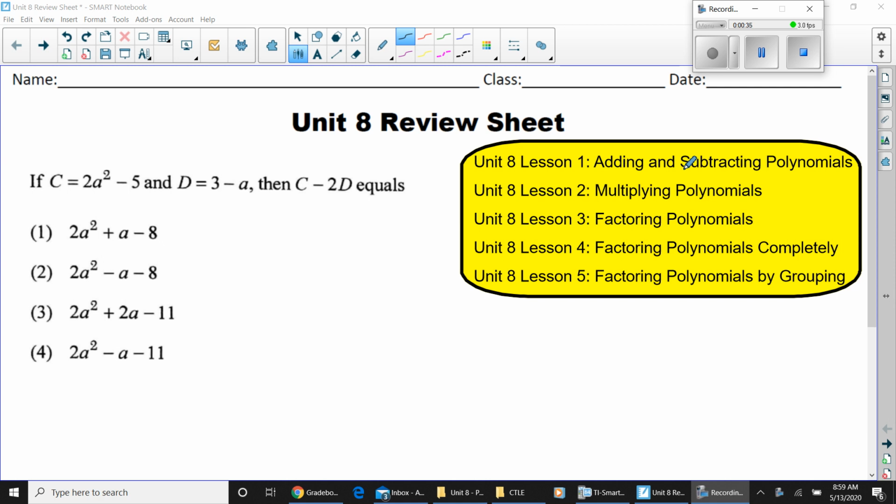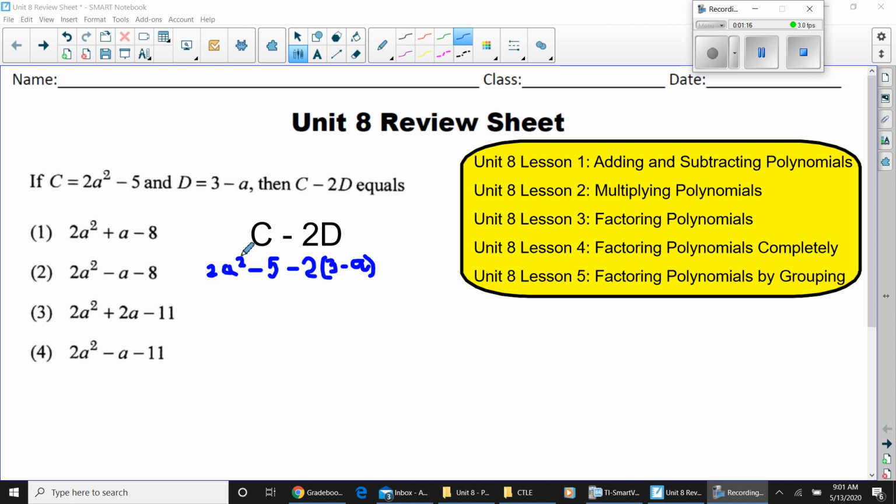So, number 1 in this review sheet is saying if C equals 2a squared minus 5 and D equals 3 minus a, then C minus 2D equals, and you just have to substitute in. For this C right here, you substitute this whole thing. And I would put parentheses around everything that you do substitute, and then for D you put this, and then put parentheses around that. Go ahead, see if you could try to simplify that after you substitute. You can press pause now.